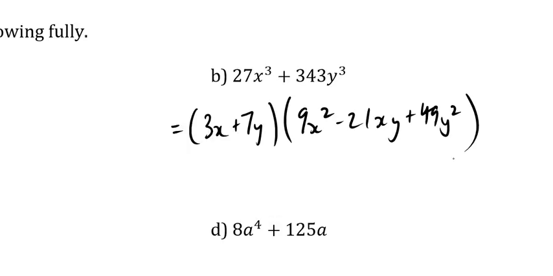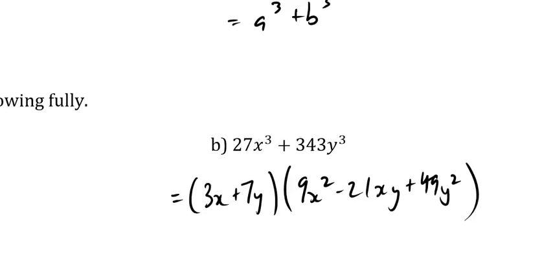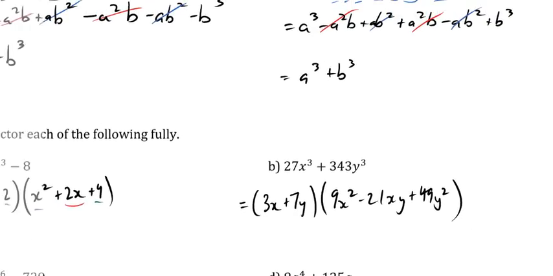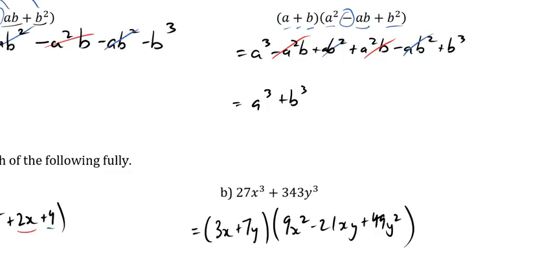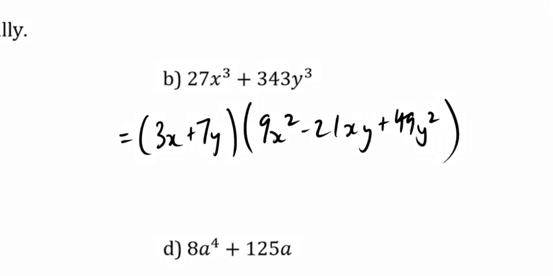So it's a sum of cubes, 3x plus 7y. Again, if we match it for the signs from that first example, if you're looking for the signs. And again, we've got 3x all squared, we've got 7y all squared, and then that's 3x times 7y. And it's got the opposite sign, so it's negative.